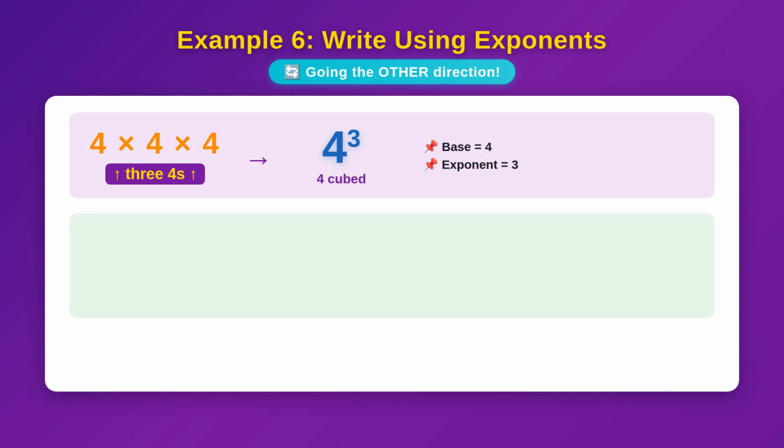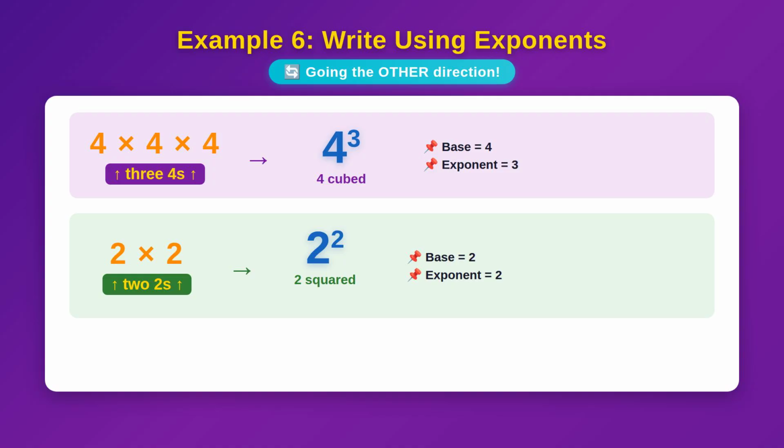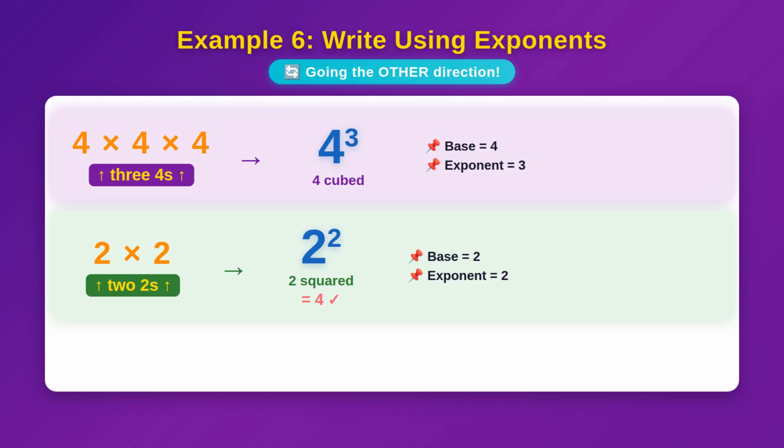Instead of evaluating a power, can you write repeated multiplication using exponent notation? Look at 4 times 4 times 4. Count the 4s. There are 3 of them. So the base is 4 and the exponent is 3. That's 4 to the third power, or 4 cubed.